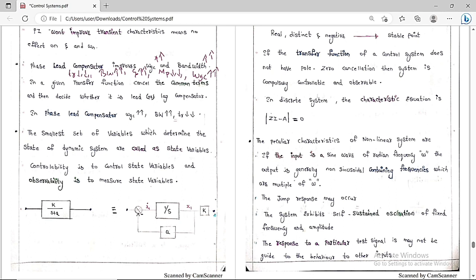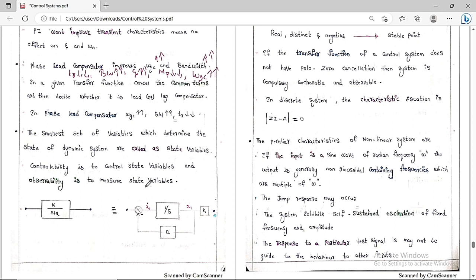So finally I can say, controllability is used to control the state variables, whereas the observability is basically used to measure the state variables.